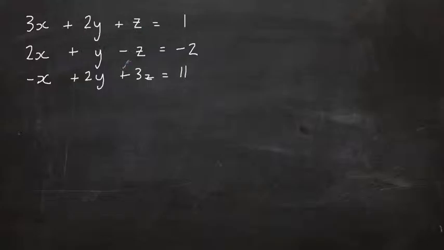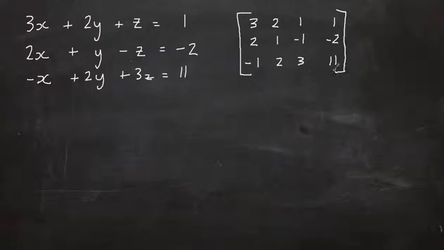Okay, so we've got three equations, so we can find three unknowns. And where matrices come into it, we've got our matrix of coefficients. We've got 3x, 2y, and 1z is equal to 1. We've got 2x plus 1y minus z is equal to minus 2. And then we've got minus 1x plus 2y plus 3z is equal to 11.